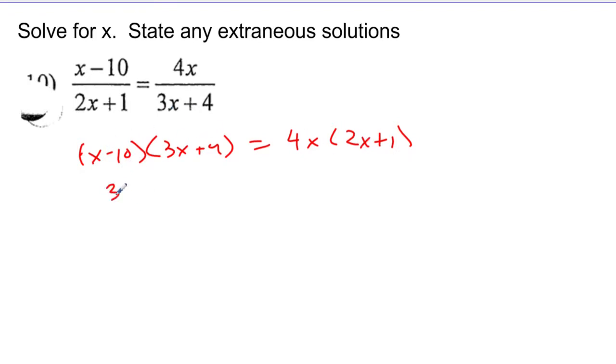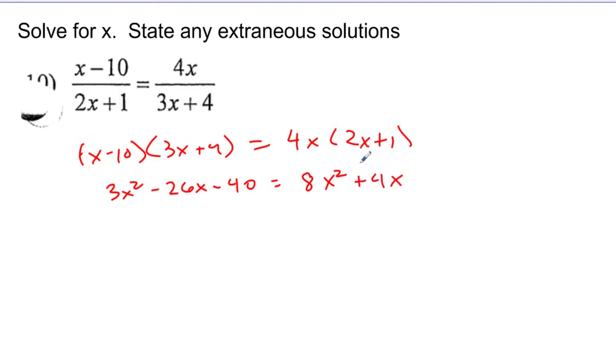It looks like 3x squared. I get negative 30x plus 4x. Negative 30 plus 4 looks like negative 26x. And then negative 10 times 4 is negative 40. On the other side, it looks like I get 8x squared, and plus 4x.